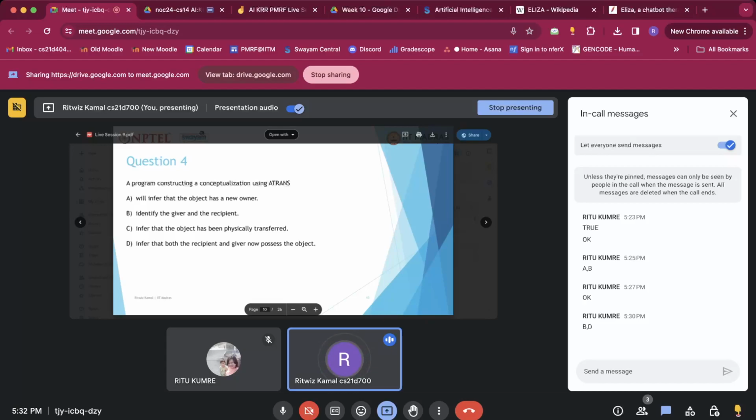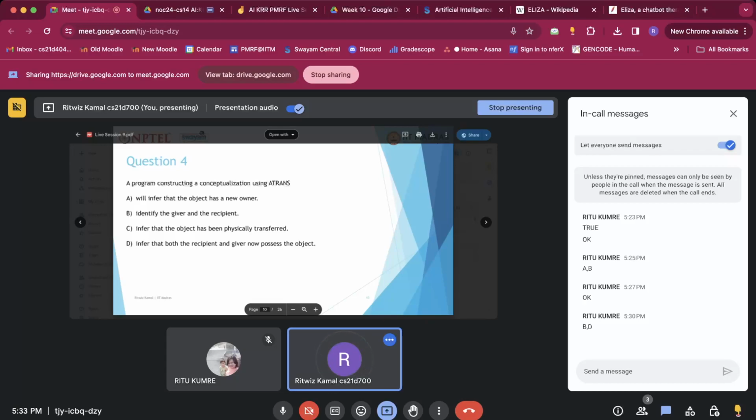Okay, now the second small observation to notice in this question is that we have an A trans, not a P trans. What does this A and P refer to? A refers to an abstract transfer, a transfer of an abstract concept or an abstract entity, whereas P trans refers to a transfer of a physical object. Because this refers to an A trans and not a P trans, we cannot say that the object has been physically transferred, right? And hence option C is incorrect.